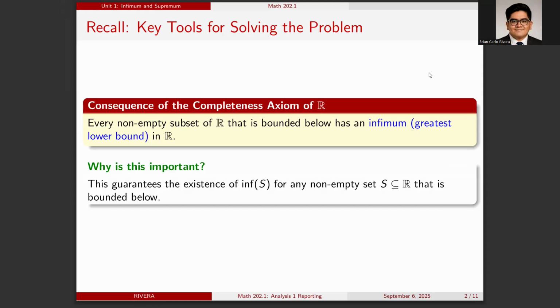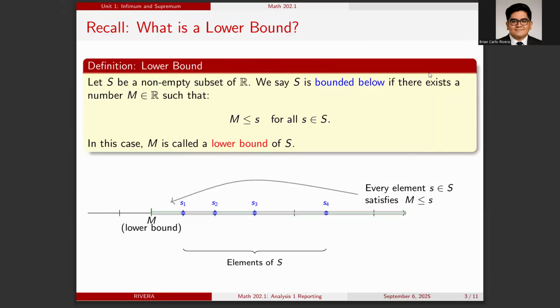Okay, so why is it important? The consequence of the completeness axiom guarantees the existence of the infimum of a set, for any non-empty set S in R that is bounded below. So the existence is very important for that. And then you might be asking, Brian, what do you mean by lower bound?